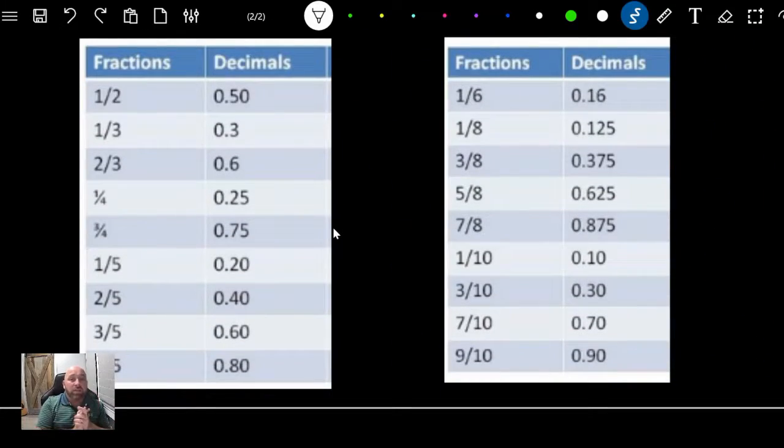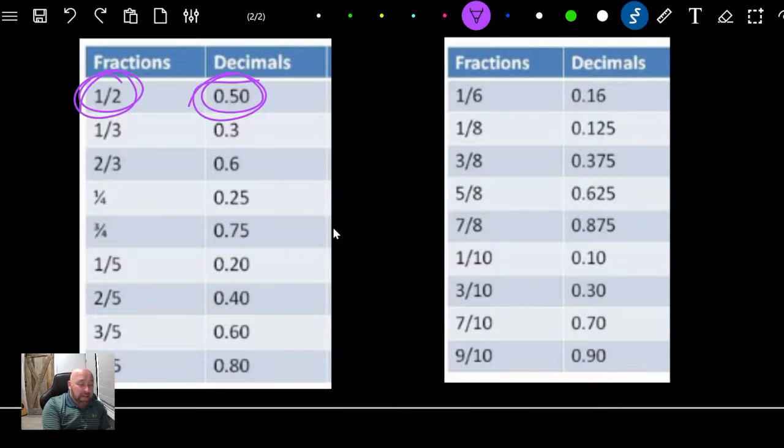This is the part of the lesson that I love. I absolutely love this part. Why? Because it is so useful in life. If somebody says, I have 1/2 of a pizza, that means that they have 0.5 or 0.50. They kind of added that other 0. You don't need that 0, by the way, right? So 0.5 or 0.50. You can write it either way.